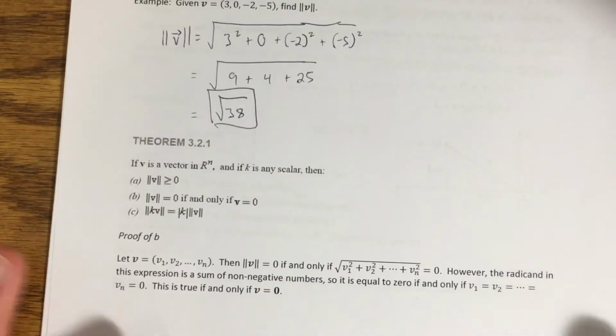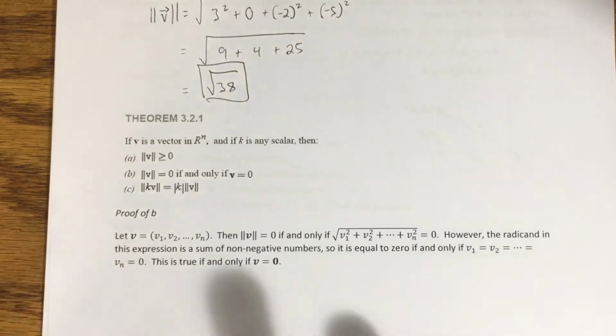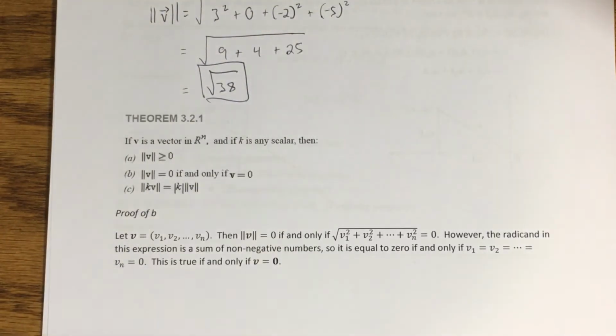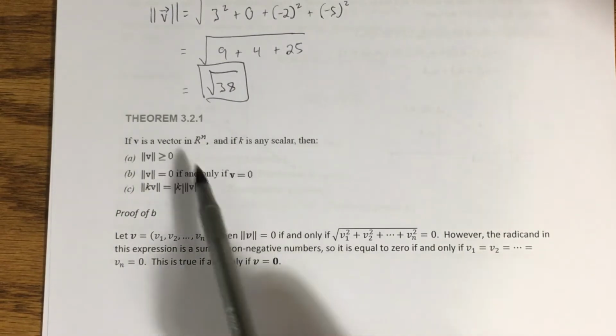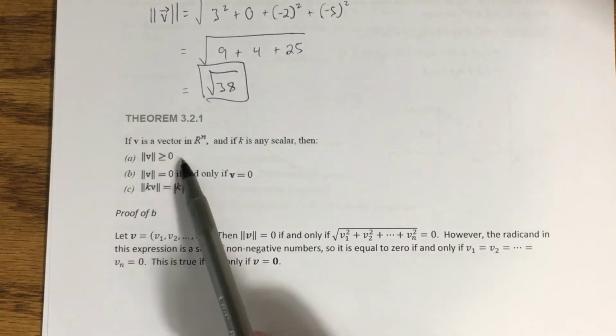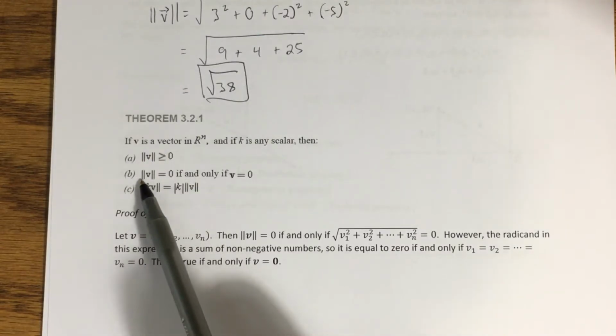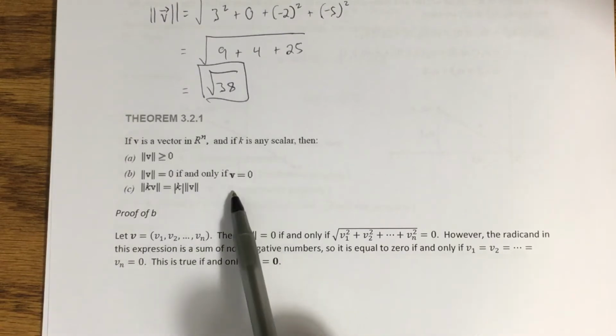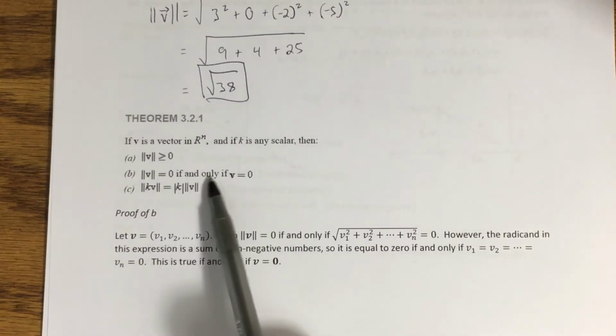A couple of really important properties of norms are worth mentioning in a theorem. If you have some vector in Rn, and if k is any scalar, then the norm of a vector will always be non-negative, so greater than or equal to 0. The norm of the vector can only equal 0 if the vector is the 0 vector. So this is stated as an if and only if statement.